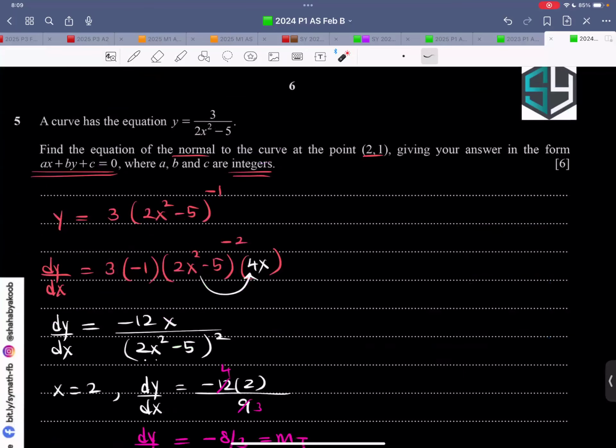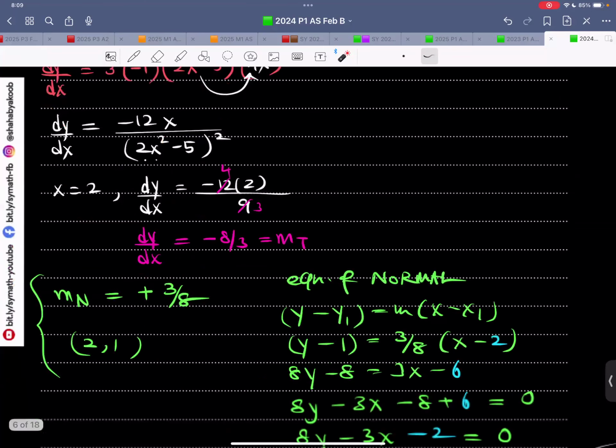Another thing, but this time this is differentiation. A curve has this equation y equals 3 over 2x squared minus 5. Find the equation of the normal to the curve at the point (2, 1). Give your answer in the form such and such. Now this is coordinate geometry, and this is differentiation. So now y equals 3 bracket this thing raised to power of negative 1. Differentiate. In differentiation, there is no limitation of what's inside the bracket. Plug in the value of x equals 2.